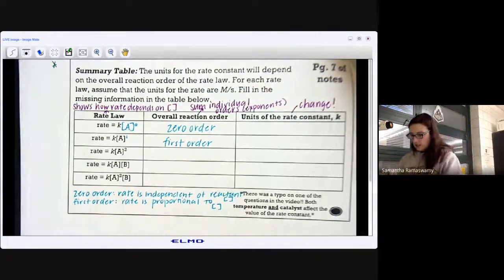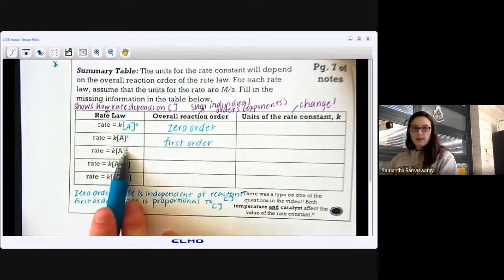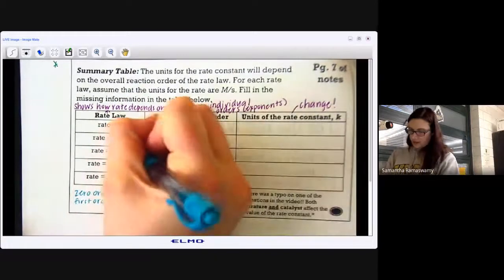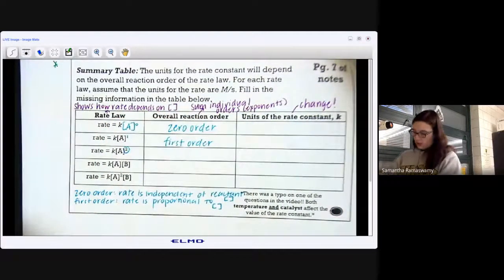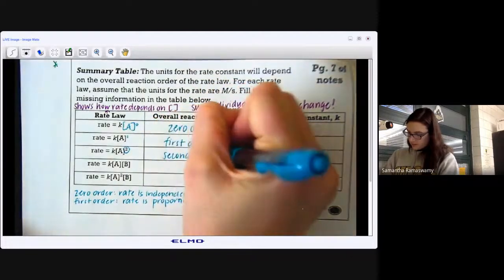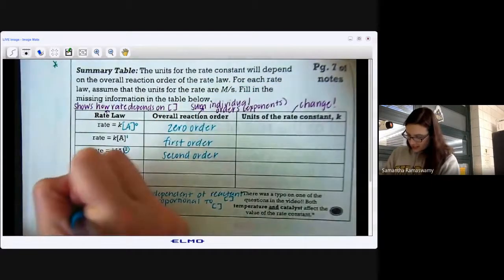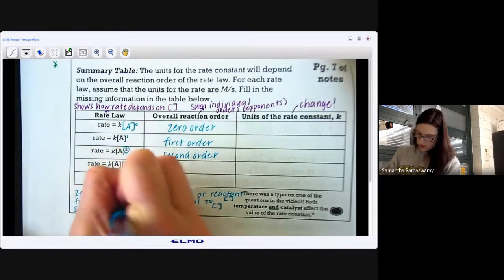So then let's look at this next one. Rate equals k times the concentration of A squared. The only exponent I have here is a 2. So this is second order, a second order reaction. And usually second order is where questions start coming in.